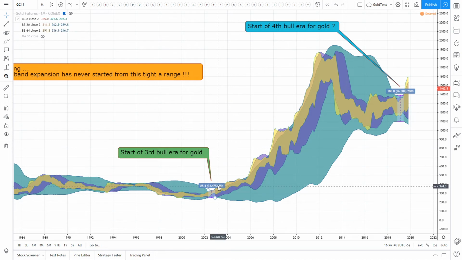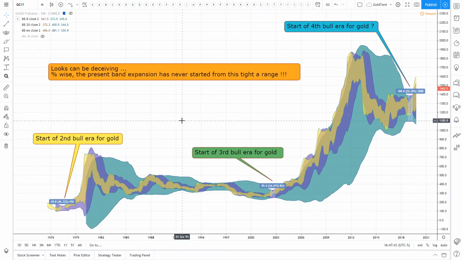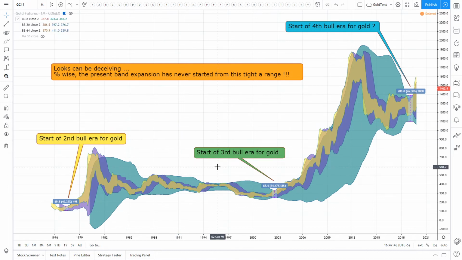Floodgates, 26%, 34%, 46% right here. All in harmony. Expansion, contraction, expansion, contraction, expansion. Second bull era, third, fourth. We're right there. So as long as this doesn't change, as long as we don't create crazy expansion, or I don't close below the 12-month moving average, or until all these long-term technicals start breaking down, or even the medium-term technicals start breaking down on the weekly chart, everything's looking that we're at the start of a potentially long, meaningful uptrend right now in the gold market.